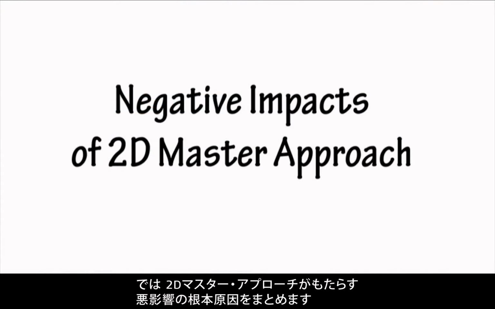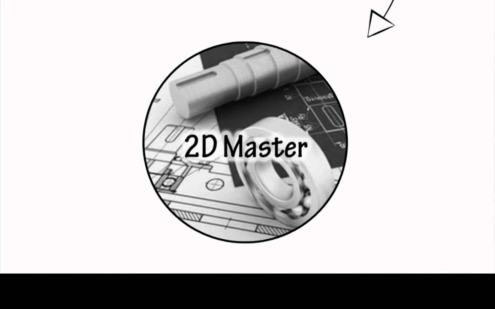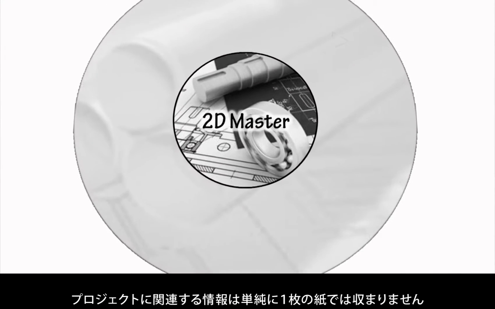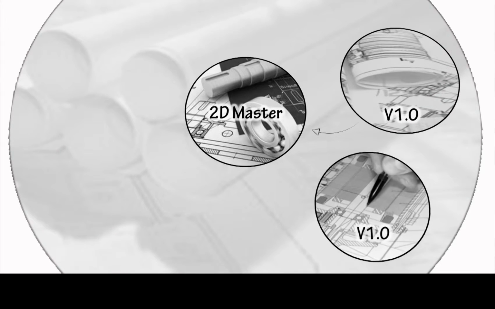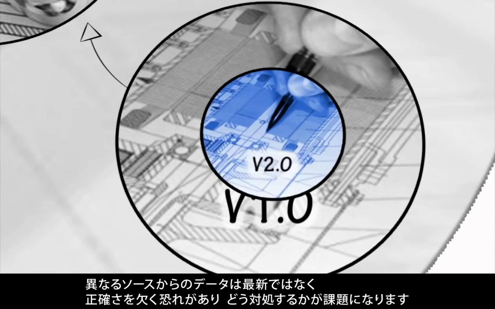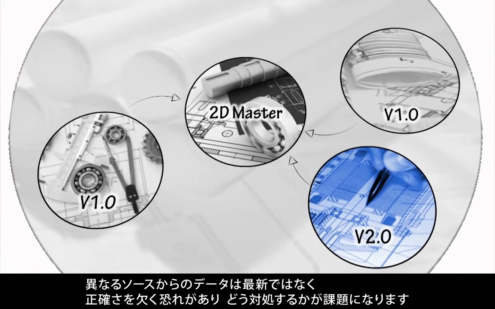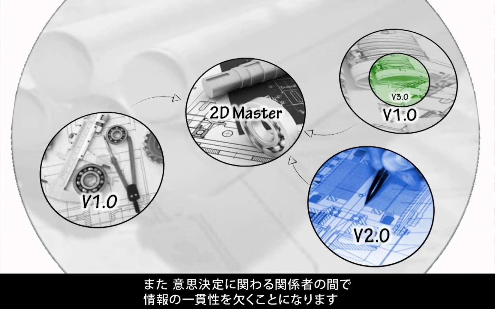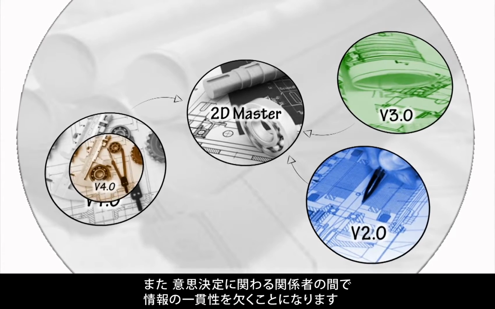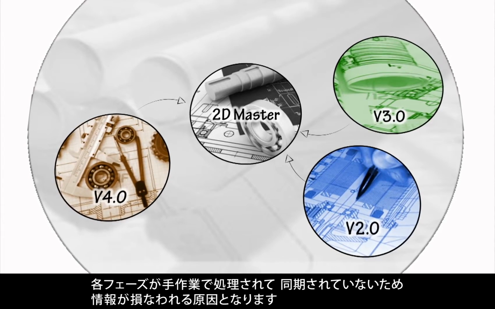So let's summarize the root causes of the negative impacts of the 2D Master approach. Starting a project with 2D Master, the project information is not simply a single piece of paper. It can come from multiple formats. So the challenge is, how do you work on data coming from different sources that might not be up to date or accurate? There's also no continuity among the stakeholders involved in decision making. The phases are manual and desynchronizing, causing breakage.